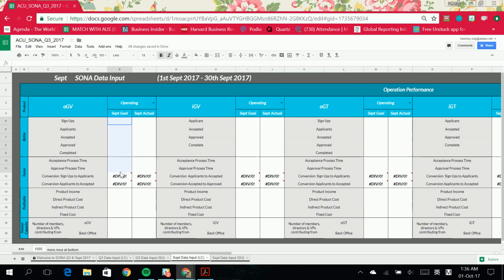Make sure you put your monthly goal, and you don't have to touch the conversions because they are automatically tabulated by formula. So what you need to do is fill in this space and also the last two, which is the same. The only difference is you need to measure how many members, directors, and VPs are contributing from OGV that are actually working in September, and for back office that are working in September. So here, you are focusing on September as the particular month.